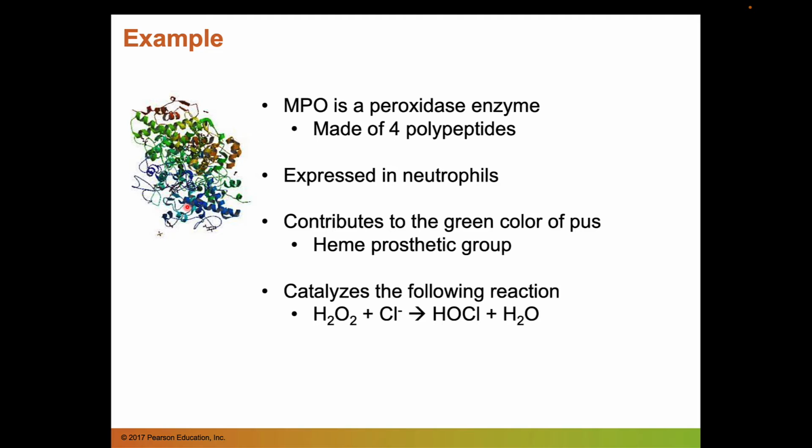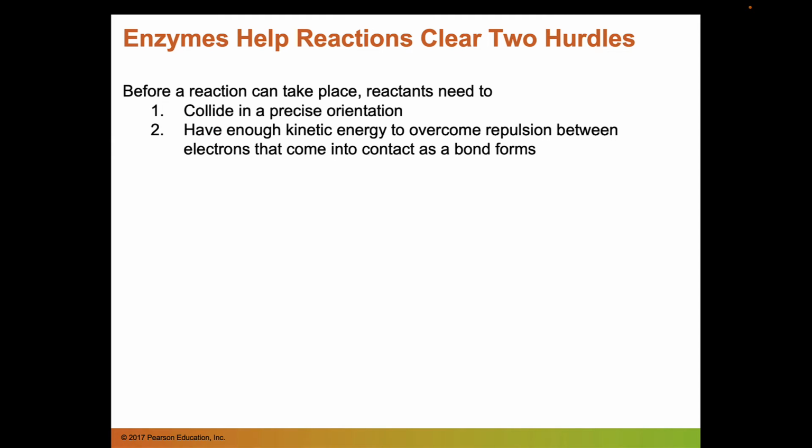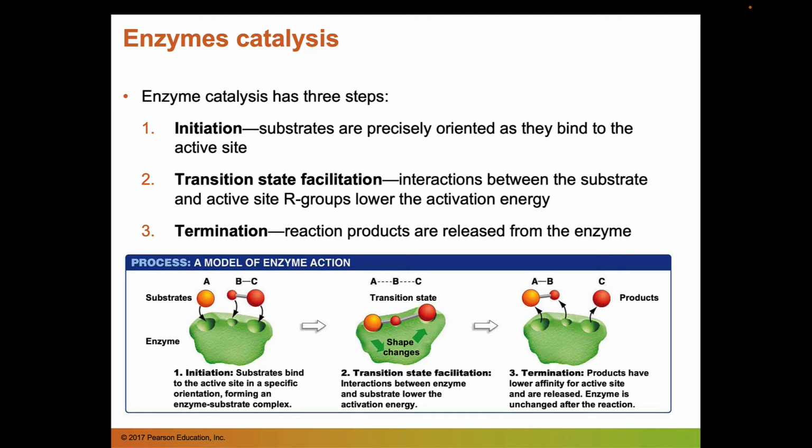So for a reaction to take place, reactants or substrates need to collide in a precise orientation, and they need to have enough kinetic energy to overcome the repulsion between electrons in atoms that come into contact as they form bonds between one another. And enzymes help reactions clear these 2 hurdles. Enzyme catalysis has 3 steps.